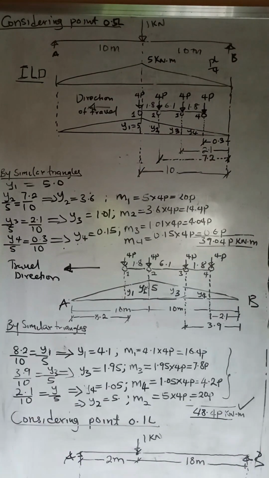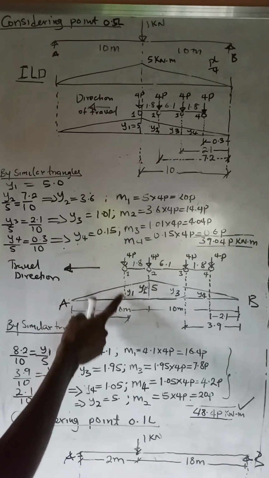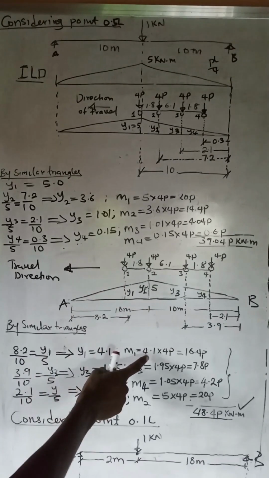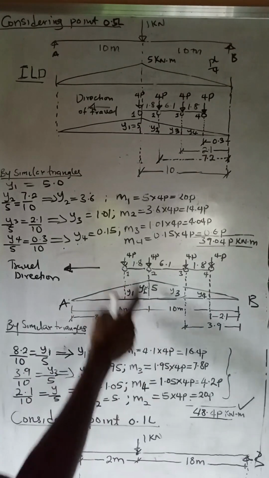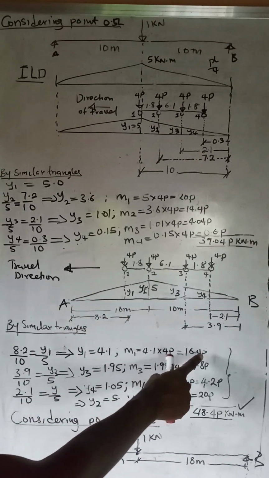Now let's get the moment due to each of these loads on this beam. Moment due to ASU1: the ordinate at ASU1 is Y1, which is 4.1, times the load on it, which is 4P. So we have 16.4P.